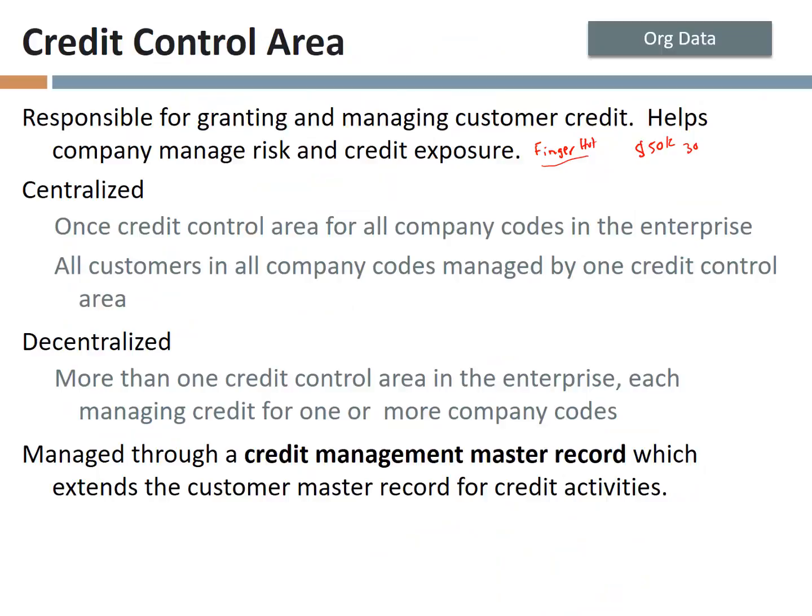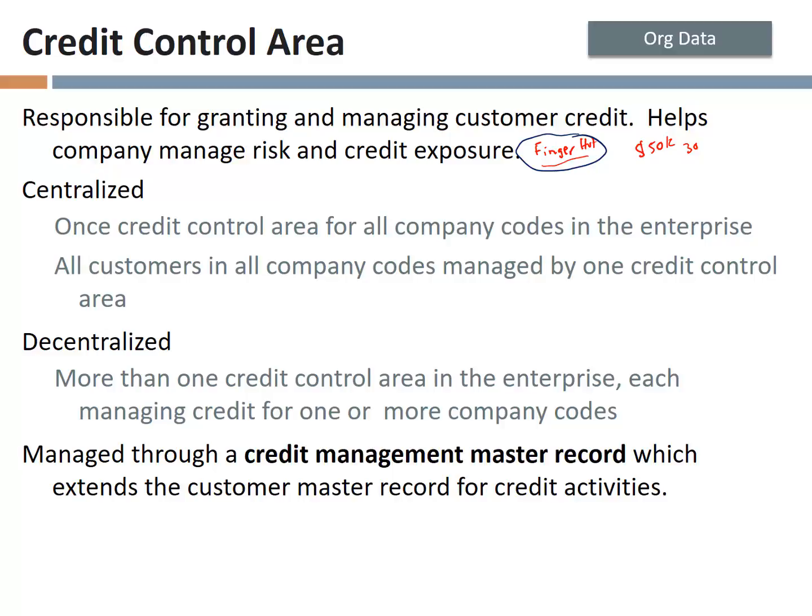Going back to where I started here, Fingerhut was not a successful business because people loved their products. Fingerhut was a successful business because they gave credit to people. And they trusted that most people would pay it back. And they were prepared for people that didn't pay it back. They just factored that in as part of the price of doing business.